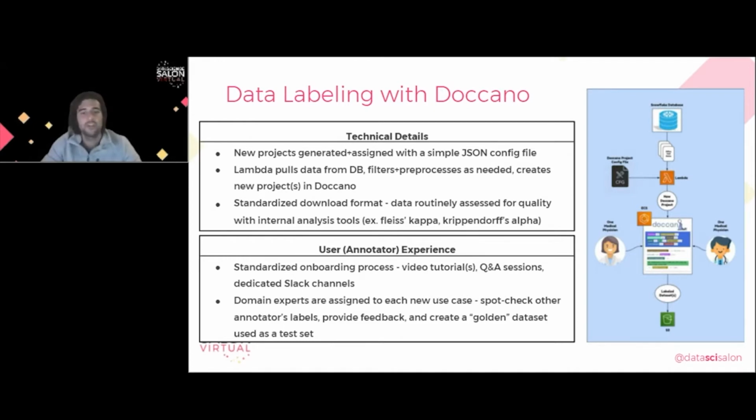So for example, think a sports medicine doctor for a task involving labeling potential sports-related injuries. This domain expert acts as quality control on other annotators' labels, provides feedback, answers questions, and creates a so-called golden data set that is used for testing our models.